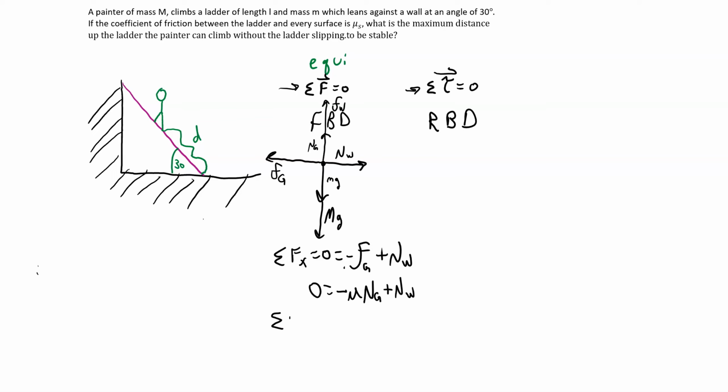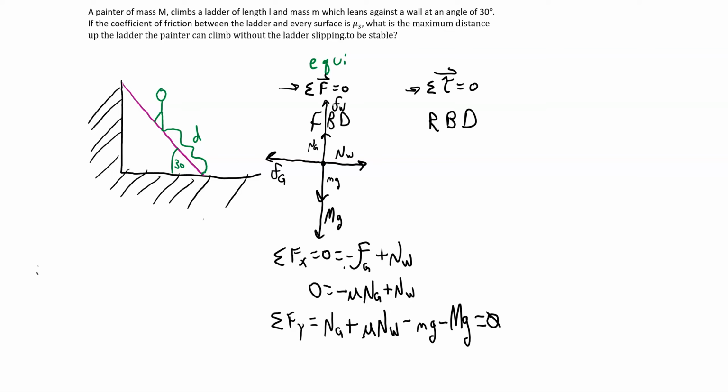In the y direction, sum of the forces in the y, we have the normal force from the ground plus the friction force from the wall. So I'm going to just go ahead and write that in as mu times the normal force from the wall, okay? And then minus the mass of the ladder minus the mass of the man times gravity. All of that also has to equal zero.